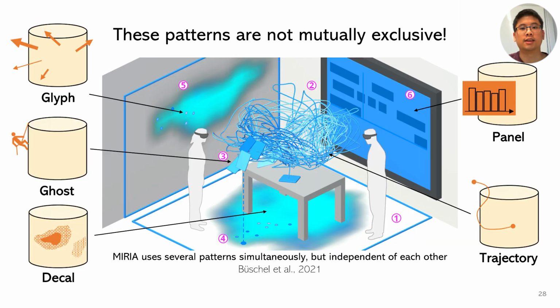It is important to note that these patterns are not mutually exclusive. Miria by Büschel et al. clearly demonstrates this. It can potentially use all 5 patterns that you see on screen, but each is independent of each other in a multi-view setup.